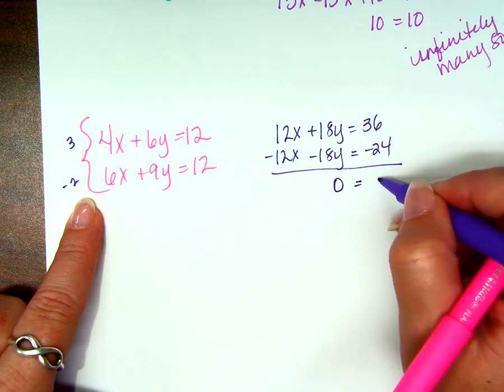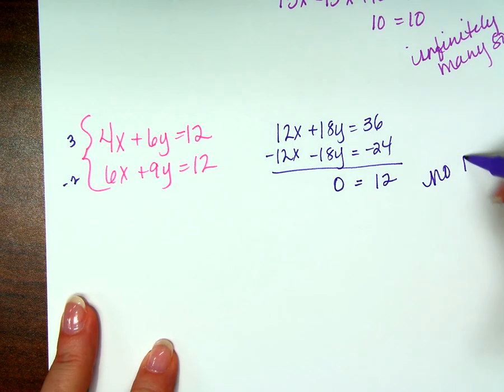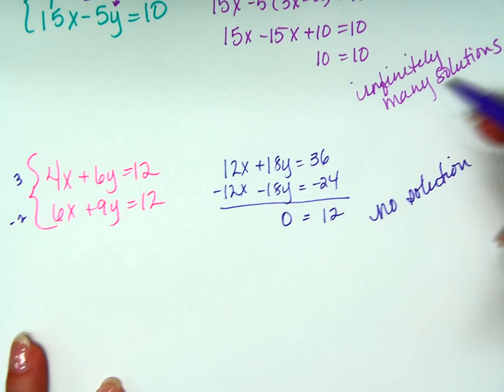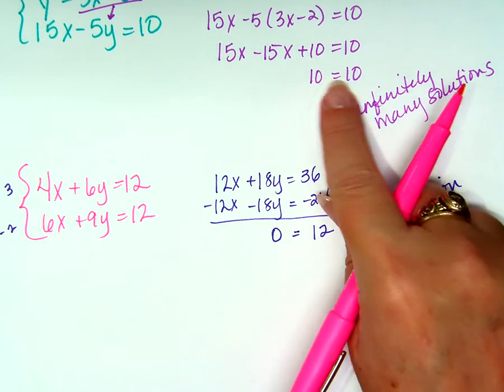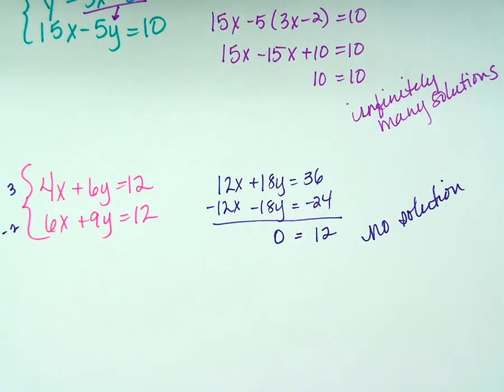0 equals 12. Does 0 equal 12? Will 0 ever equal 12? Do you see the difference? This one's no solution. This one's infinitely many solutions because this is a true statement and this is false. Okay? Does that help? Do you have any questions on 5.1?